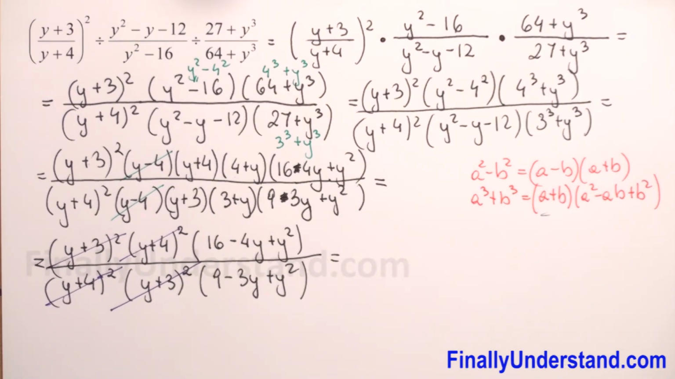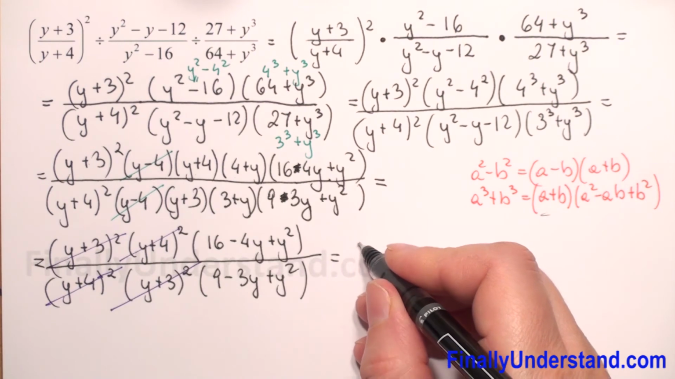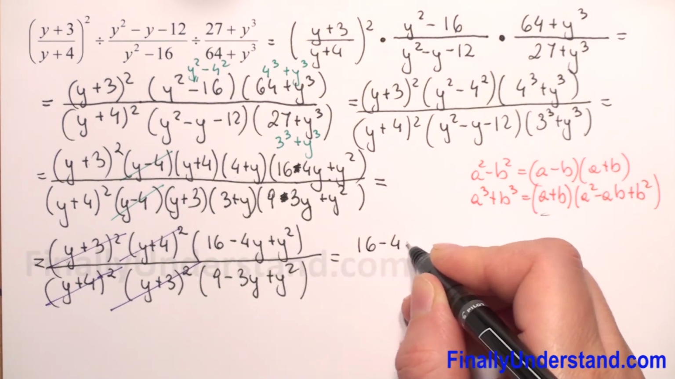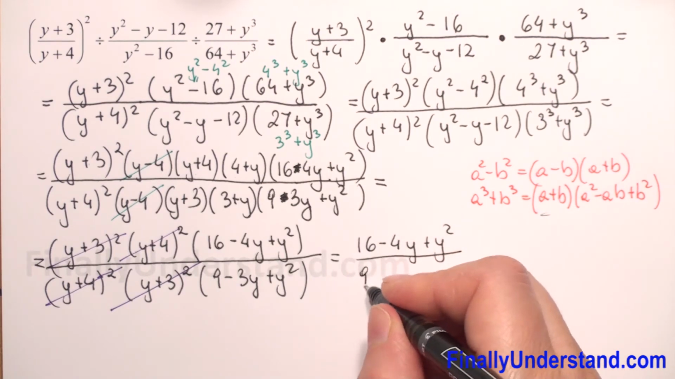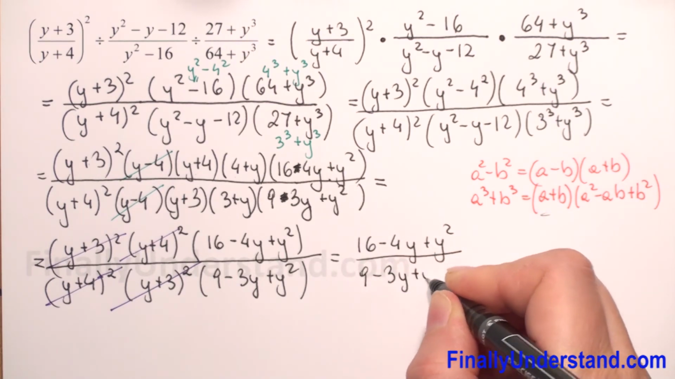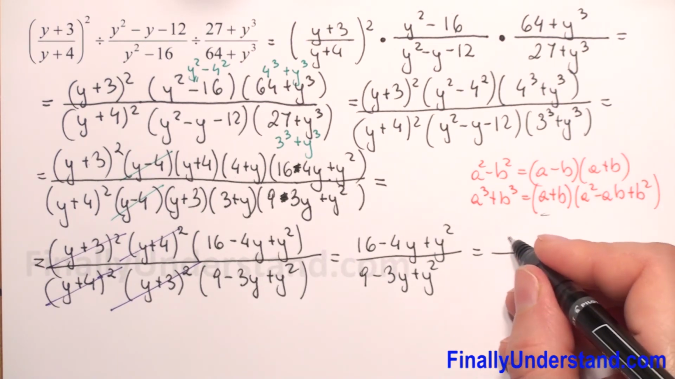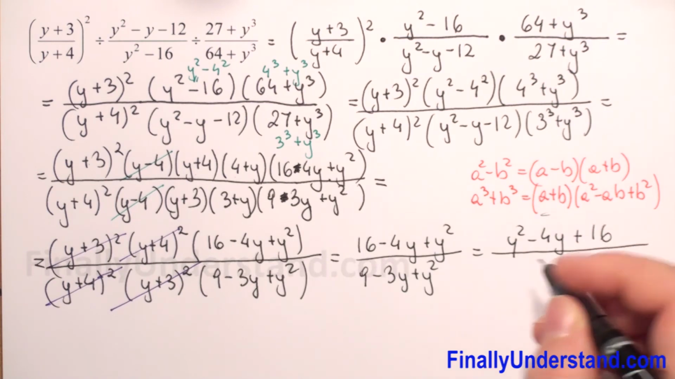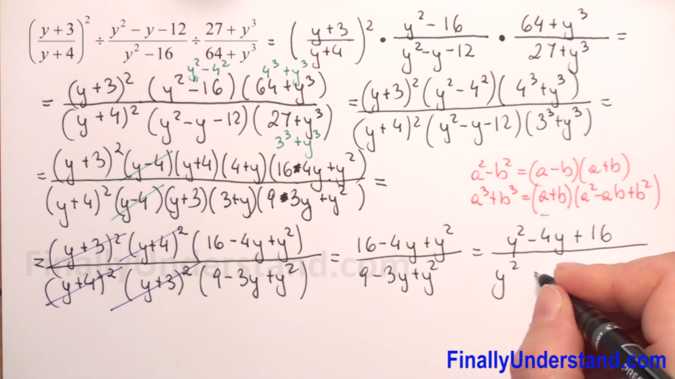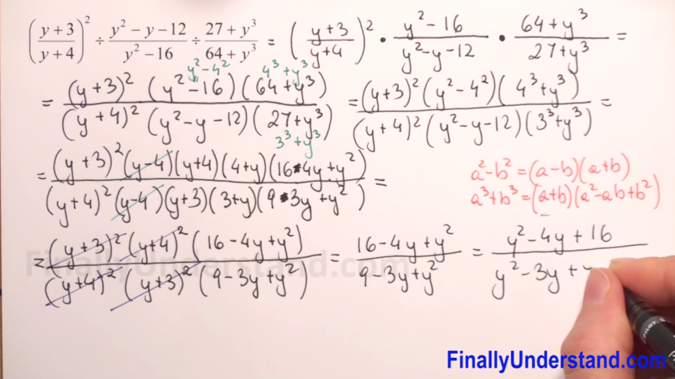So now we can write what we have here: 16 minus 4y plus y squared over 9 minus 3y plus y squared. We can rewrite and we can start from y squared, so it will be y squared minus 4y plus 16 over y squared minus 3y plus 9.